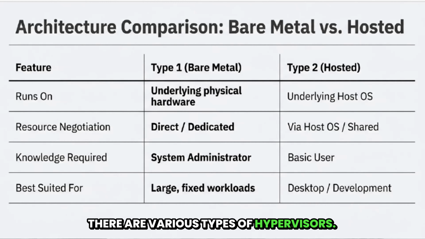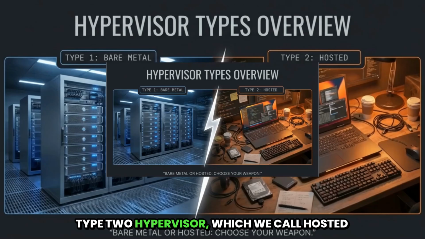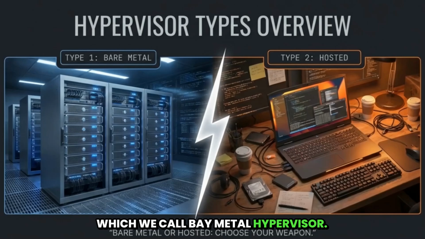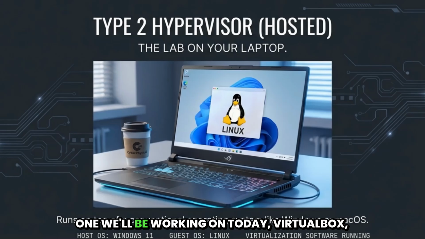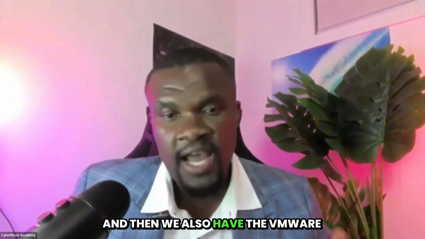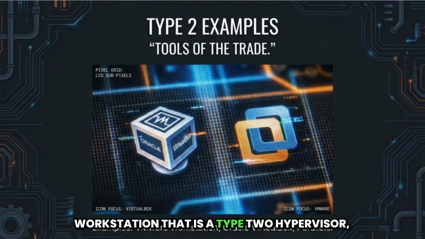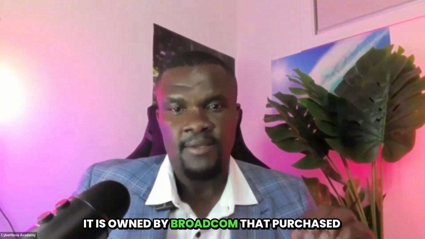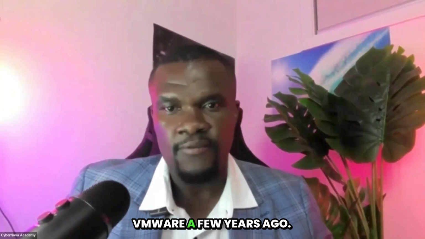There are various types of hypervisors, from different vendors. We have the Type 2 hypervisor, which we call hosted hypervisor. There is also the Type 1 hypervisor, which we call bare metal hypervisor. Examples of Type 2 hypervisors are the one we'll be working on today, VirtualBox, which is owned by Oracle Corporation. And then we also have VMware Workstation, that is a Type 2 hypervisor, or hosted hypervisor. It is owned by Broadcom, that purchased VMware a few years ago.